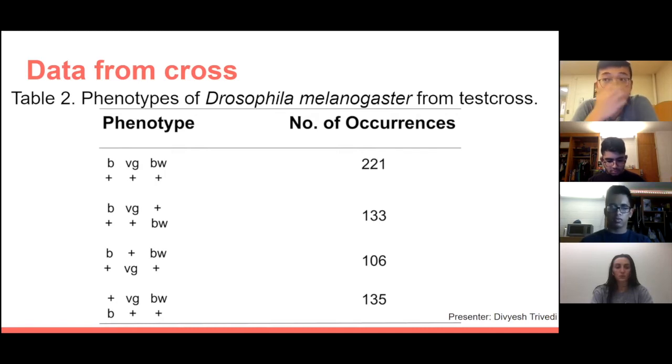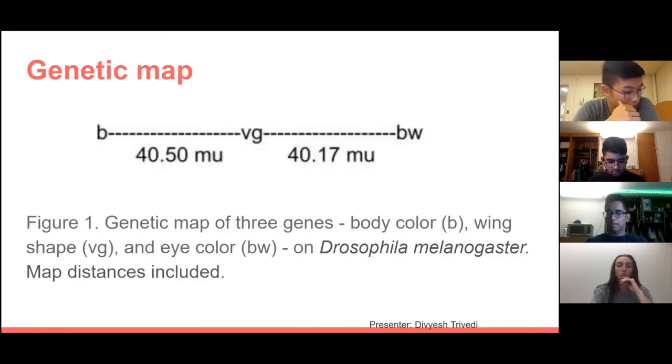And from that, we can understand that the allele that codes for the vestigial wings is between the brown eyes and the black body. And using this, we can look at the gene mapping of all three of these alleles on the chromosome. So this is a genetic map that we made up. So in this figure 1, we have all three alleles on the same chromosome.